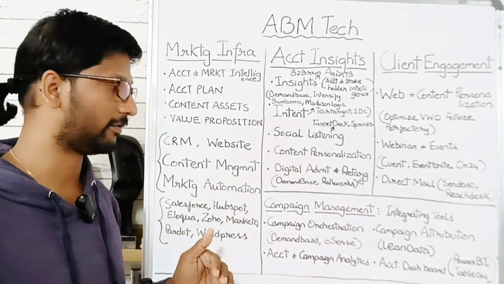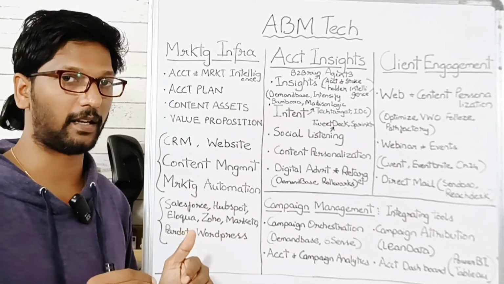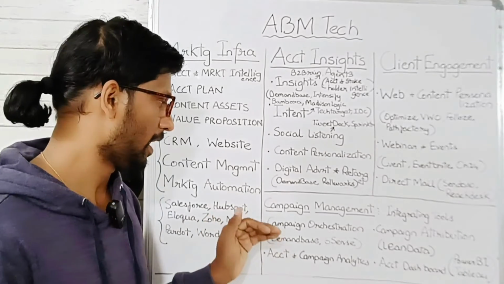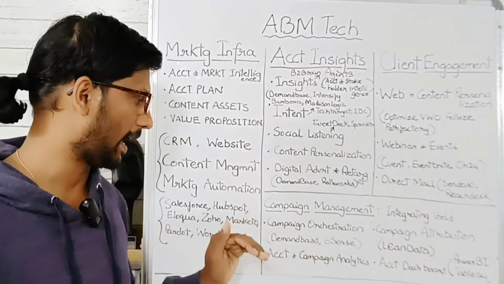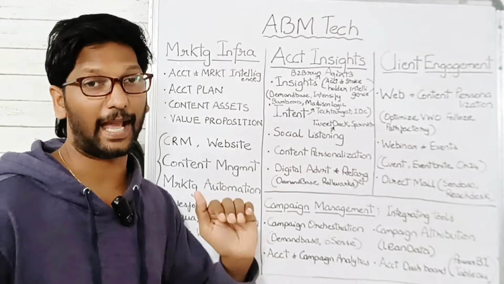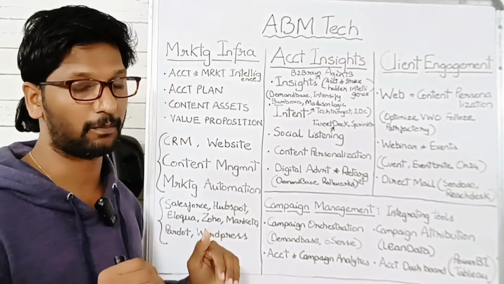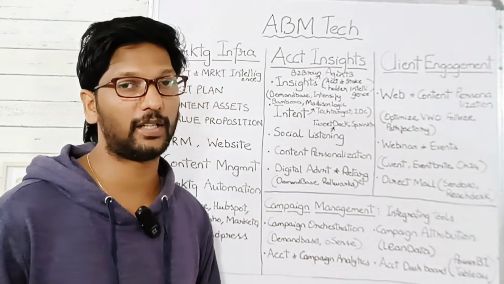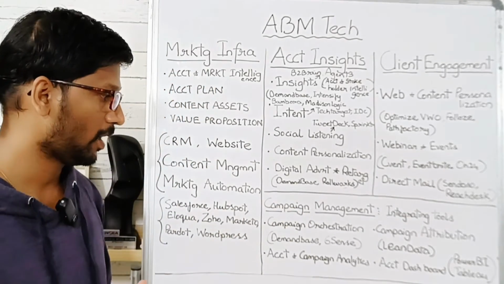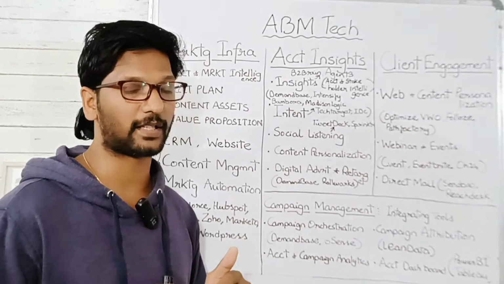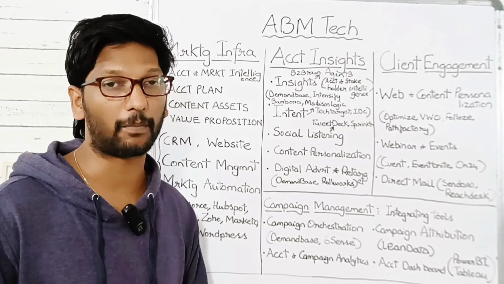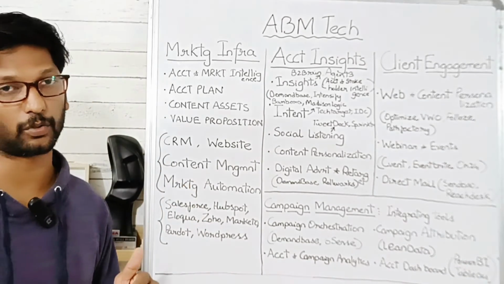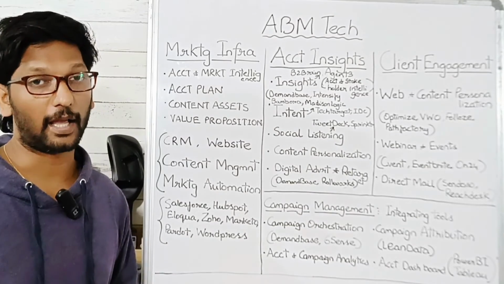Apart from that, you have specific tools which can work on the integration. They are like Demandbase and 6sense. They do campaign orchestration, and also account and campaign level analytics. They provide both account level and campaign level analytics. When it comes to campaign attribution, LeanData is one of the tools that can help you. Account dashboards are something that you can do using Tableau or Power BI. So these are, at a helicopter view, the technological tools that you can use in your ABM programs.